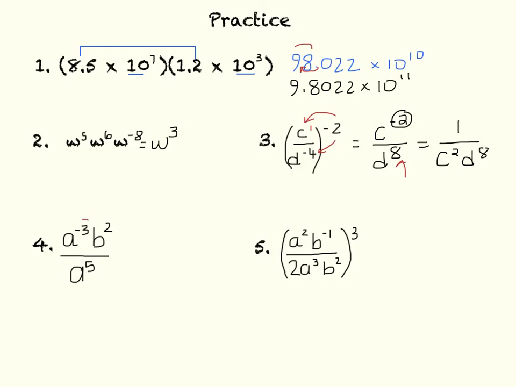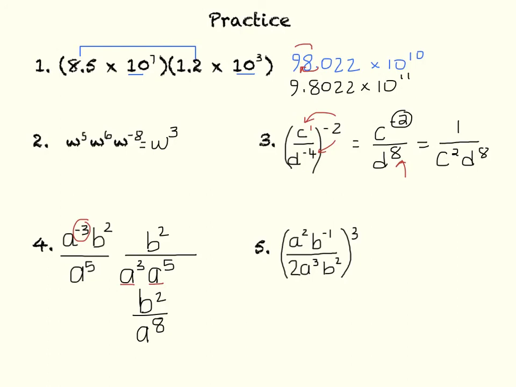Okay, here I have an a cubed to the -3. So now that -3 goes to the bottom and becomes positive. A to the 5th is positive, b squared is positive, so I don't move them. But now I have two bases that are alike, so I add my exponents and get b squared over a to the 8th.